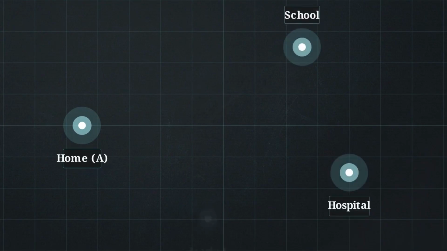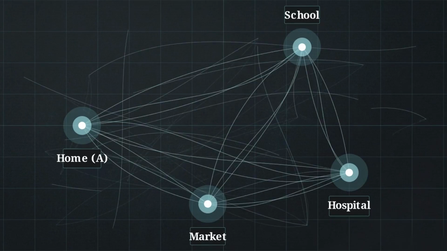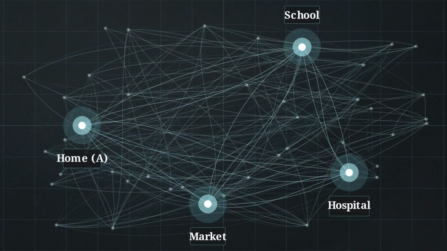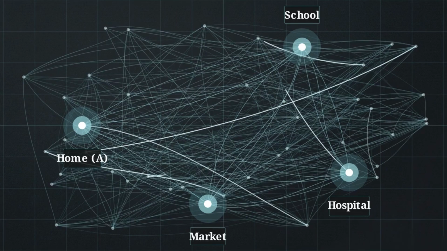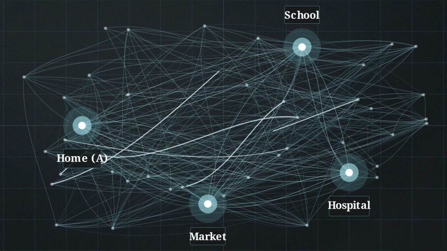Imagine you're standing at home. You need to know the absolute shortest route to get to school, the hospital, or the market. You could try guessing, but as a network grows, checking every possible road becomes impossible. We need a strict, systematic method.